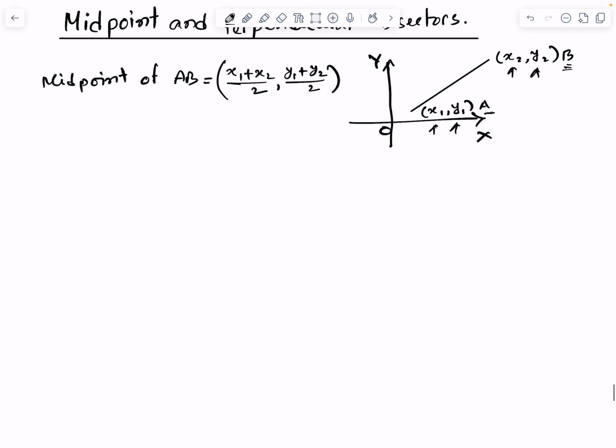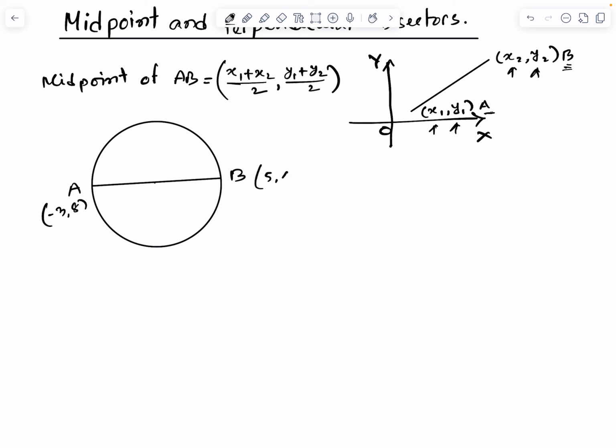So let's say we have a circle and we have a line segment there. Let's say this is the center of the circle, and we have a line segment through the center. The line segment is A and B, and you obviously know what the line segment is called. This is a diameter of a circle. So let's say AB is the diameter of the circle, where point A is -3, 8, and point B is 5, 4 respectively. And we have to find out the center of the circle.